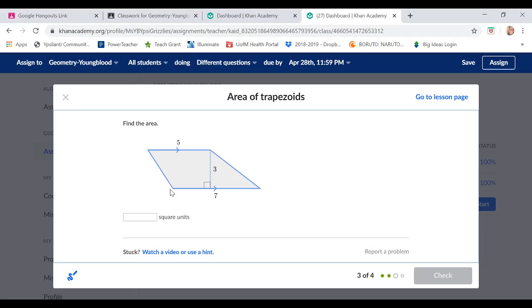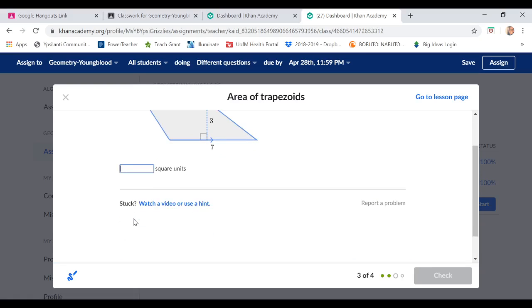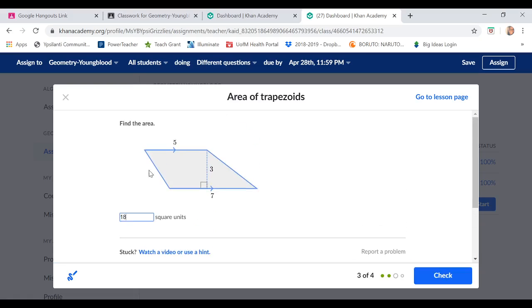So again, we have our 2 bases, the 2 parallel sides, 5 and 7. We're going to add the bases. 5 plus 7 is 12. The height is 3, so we multiply 12 times 3. 12 times 3 is 36, and divide by 2. This takes into account these tilted sides.